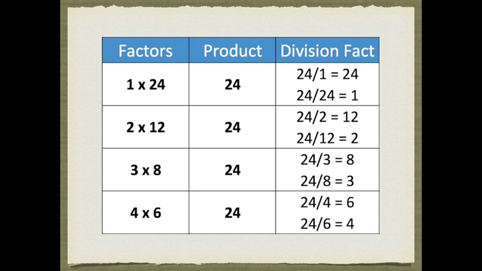You can see here the table, factors 1 into 24 and the product or the multiple is 24. 2 into 12, again factors, 24 is the product or multiple. Similarly 3, 8, again they are factors of 24. 6 and 4, again factors of 24. And the division facts: 24 divided by 1 will be 24, 24 divided by 2 will be 12 and so on. These are all called the division facts. You can just go through the table.